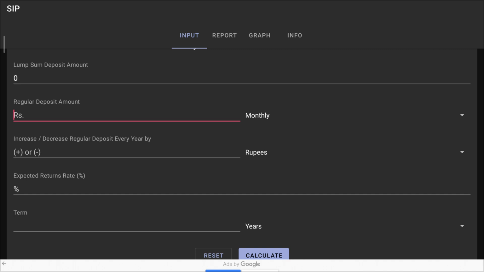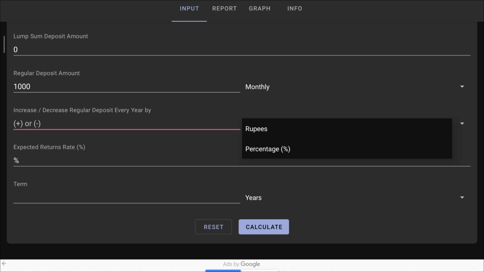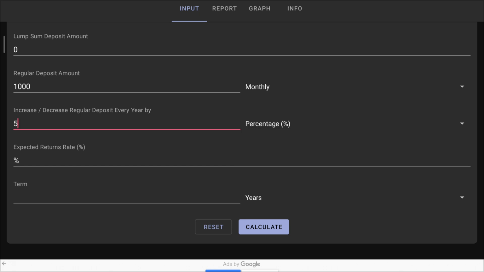And आप कितना मंथली इन्वेस्ट करना चाहते हैं? I am giving just 1000 rupees. And increase, I mean ये कहने जा रहा है कि अगर आपकी सैलरी हर साल बढ़ती है तो आप कितना परसेंट अपने इन्वेस्टमेंट अमाउंट में बढ़ाना चाहते हो. तो let's say in the percentage I want to increase by 5%. And how much expected returns rate you are expecting from the stock market while investing.